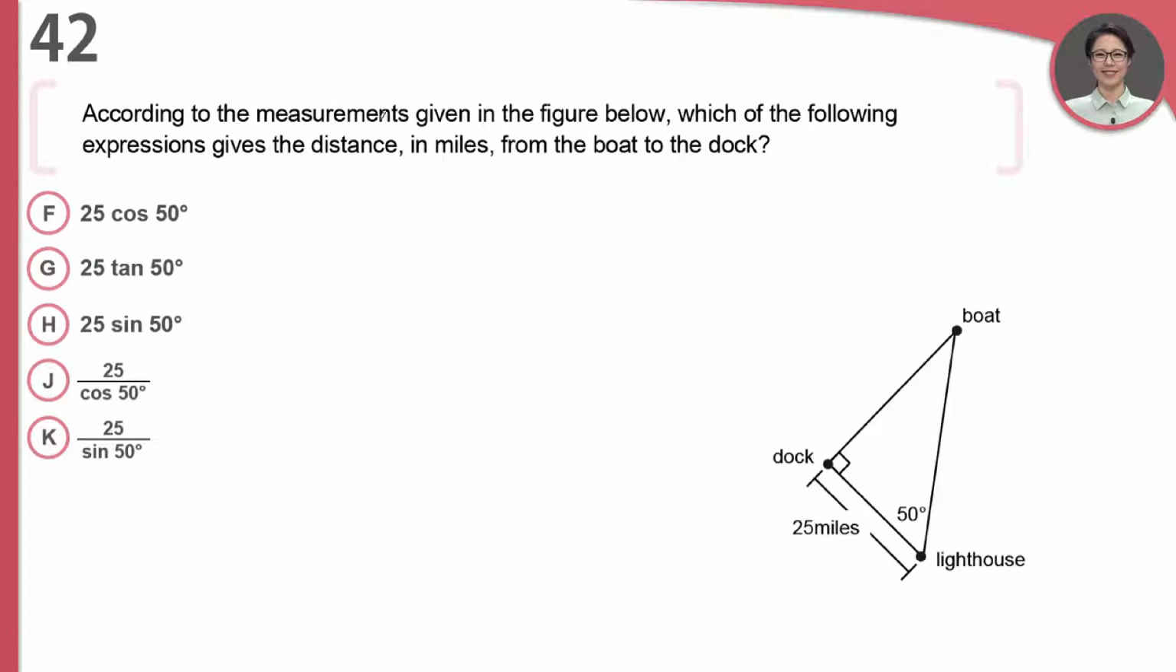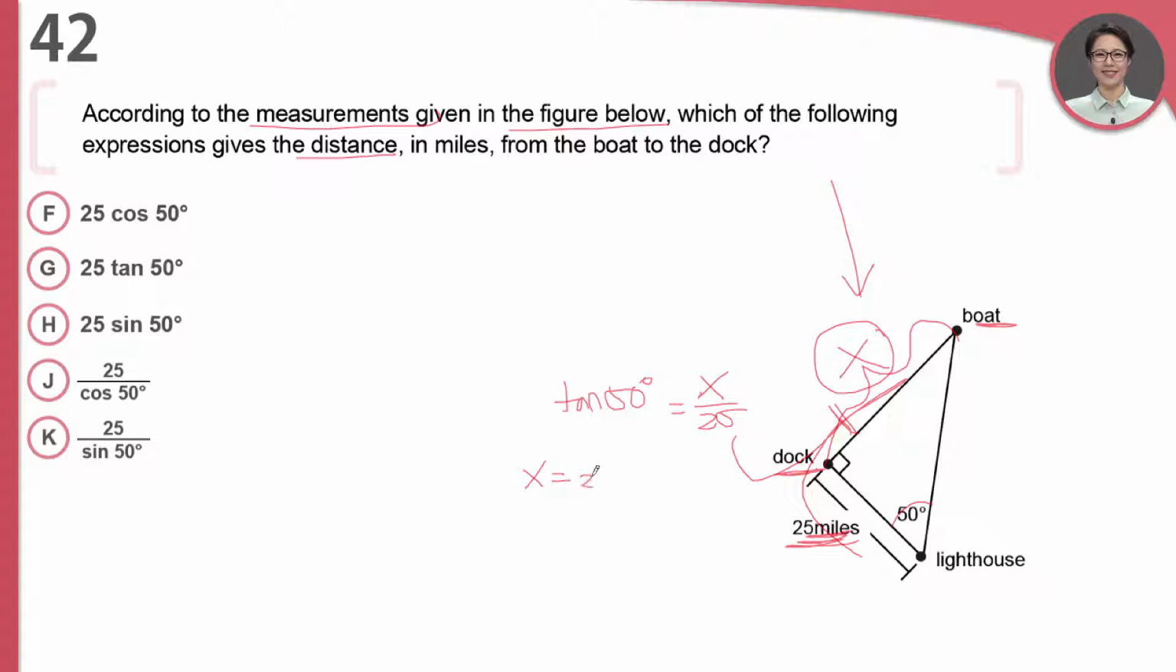Question 42. According to the measurements given in the figure below, which of the following expressions give the distance from the boat to the dock? So distance here, let me put X. How to get X? We could use tangent, right? So tangent of 50 degrees. If you start from 25, 25 goes down and X goes up. So X is equal to 25 tangent 50 degrees. G is the answer.